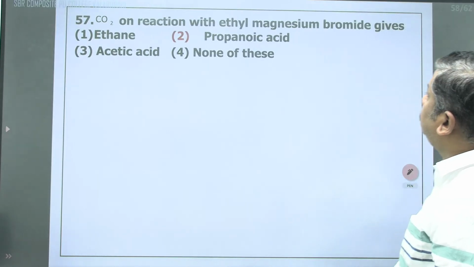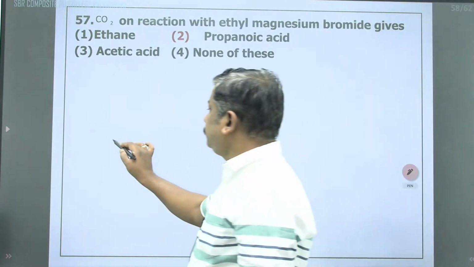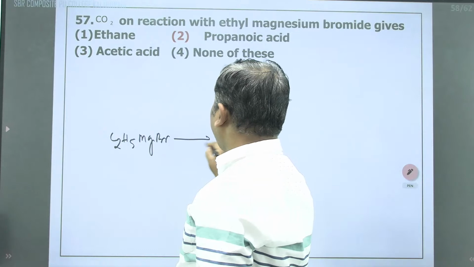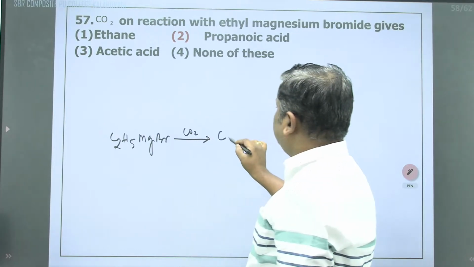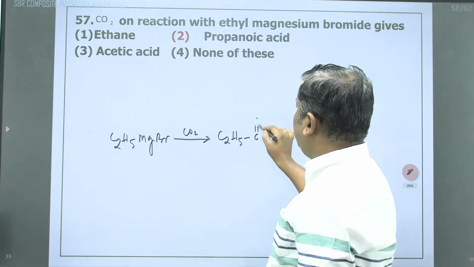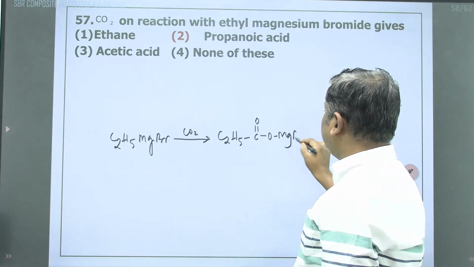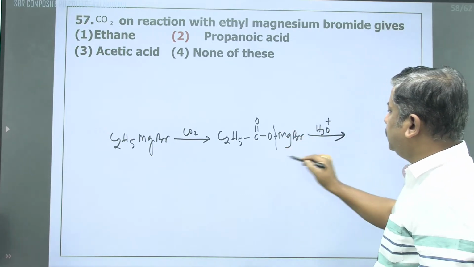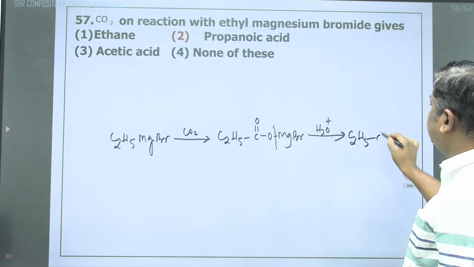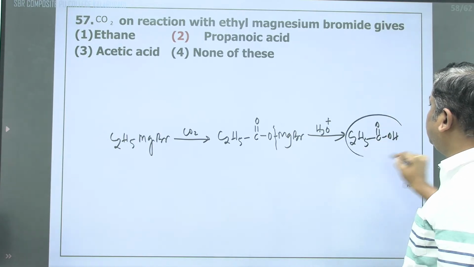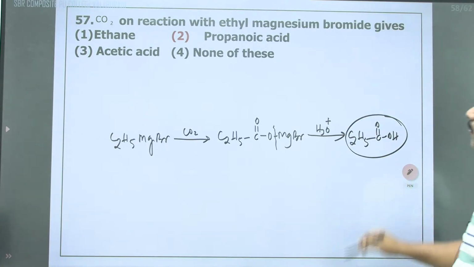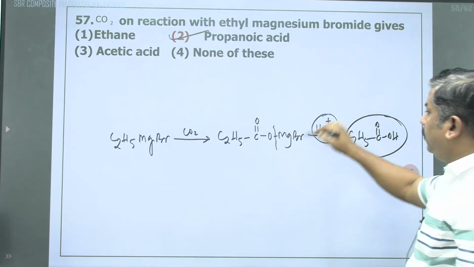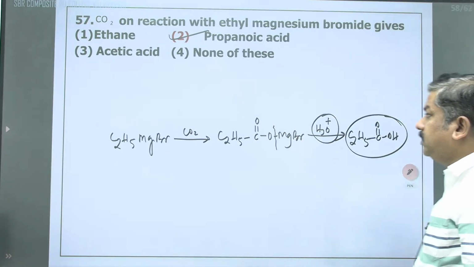Question 57. CO2 on reaction with ethyl magnesium bromide gives? Ethyl magnesium bromide on treatment with carbon dioxide gives the product C double bond O MgBr. Actually, we have to carry out a further hydrolysis process. When hydrolysis is carried out, the compound produced is C2H5COOH. It is called propanoic acid, a 3-carbon carboxylic acid. In the question, it should mention the process of hydrolysis. So the second option is correct.